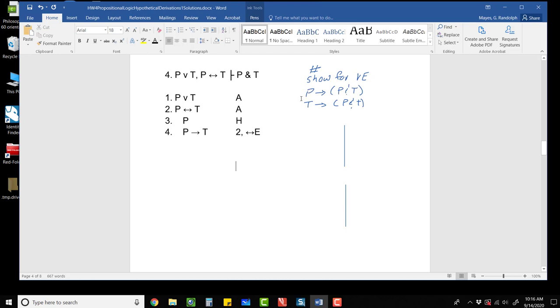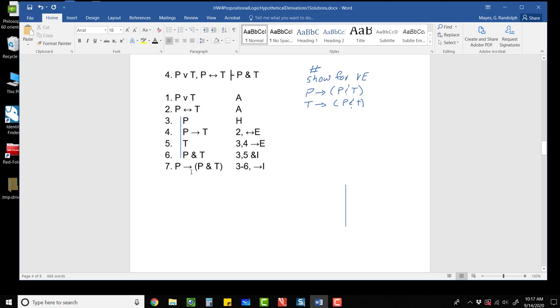So if we just get down to proving the first conditional, we're going to hypothesize P, right? And then you'll use biconditional elimination on 2 to get if P then T. And then of course you can generate T by P and if P then T. And then you can put P and T together by conjunction introduction. And so now you've shown if P, then P and T. Discharge your hypothesis. And you've got if P, then P and T by 3 through 6 conditional introduction.